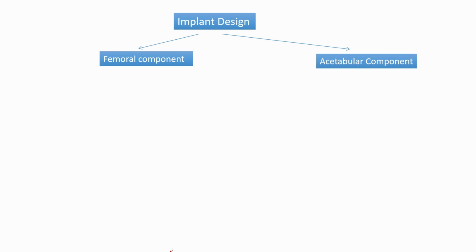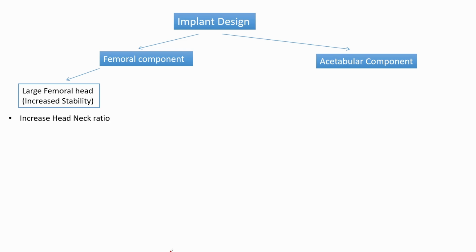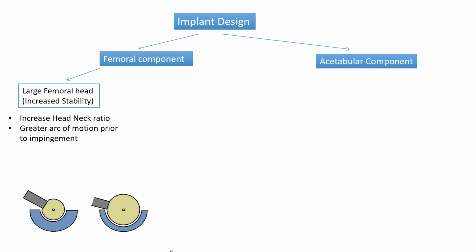Coming to implant design, we have the design of the femoral component and the acetabular component. In femoral component, a large femoral head leads to increased stability. This is due to an increased head-neck ratio. An increased head-neck ratio allows for a greater arc of motion prior to impingement. So, in a larger head, it allows for a greater arc of motion before the femoral neck impinges against the acetabular margin compared to a smaller head, leading to increased stability.